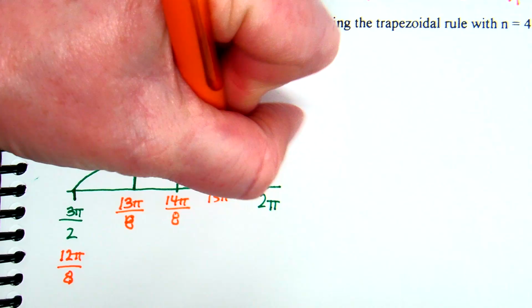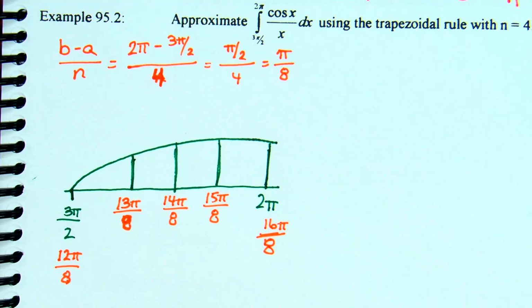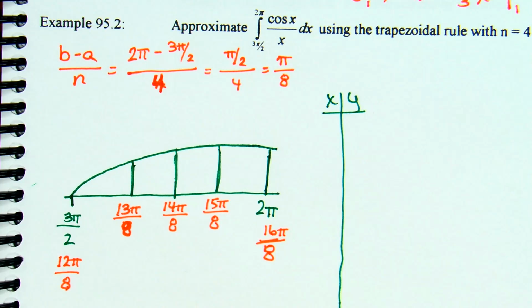We know it works out because 16 pi over 8 and 2 pi match, right? That's always good news. Okay. XY chart. My x values are what? All the ones we just listed, right? So 3 pi over 2, 13 pi over 8, I listed as 14 pi over 8. You could reduce if you wanted to. 15 pi over 8 and 2 pi.